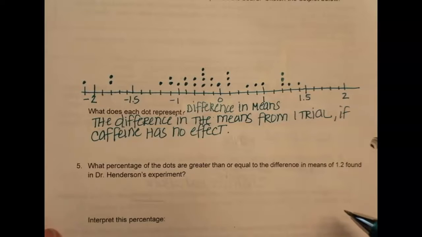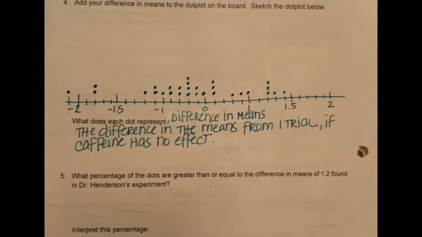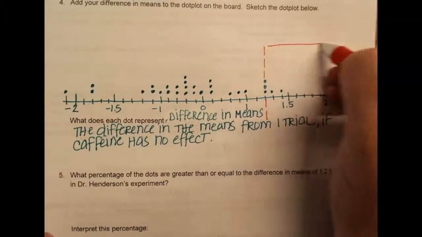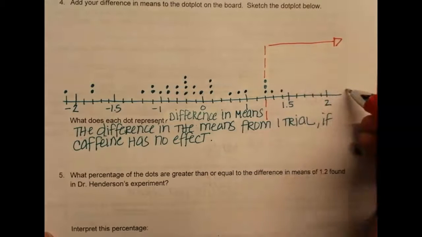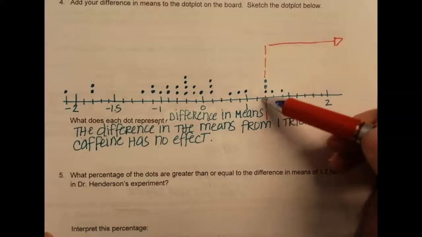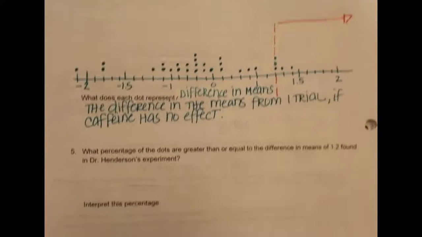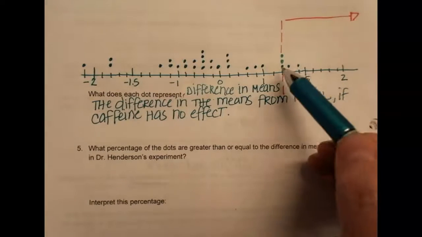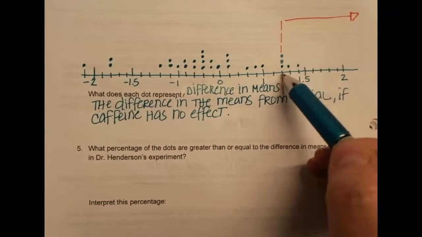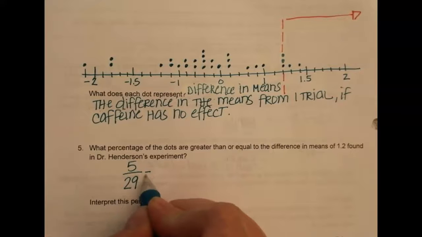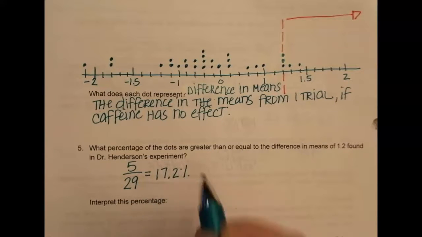All right, so now what percentage of the dots are greater than or equal to the difference in the means of 1.2 found in the experiment? When we look at our graph, here's 1.2. We want to know as extreme or further. If you remember our chapter 2, we had that with our normal curves. We would go as extreme or further when we were talking about some percentages. So I want to know, in our trial, how many times did this happen? I've got 1, 2, 3, 4, 5 at 1.2 or greater. 5 out of the 29 people who completed the simulation. So when I do this math, I get 17.2%.